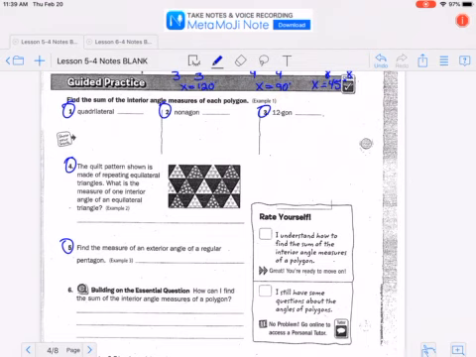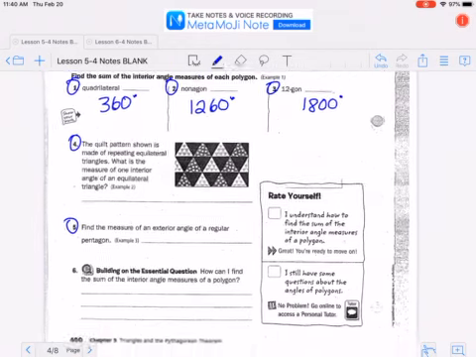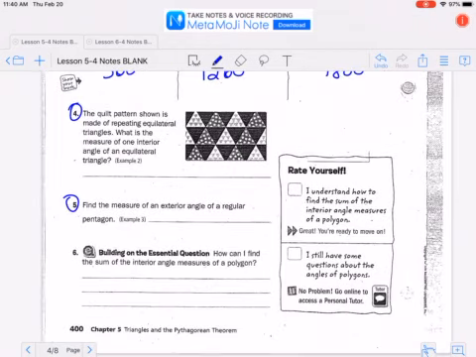Alrighty, welcome back. So the sum of the measures of each polygon for a quadrilateral is 360. A nonagon is 1,260, and a 12gon is 1,800 degrees. For 4, it says what is the measure of one interior angle of an equilateral triangle? That would be 60 degrees. And find the measure of an exterior angle of a regular pentagon. That would be 72 degrees.